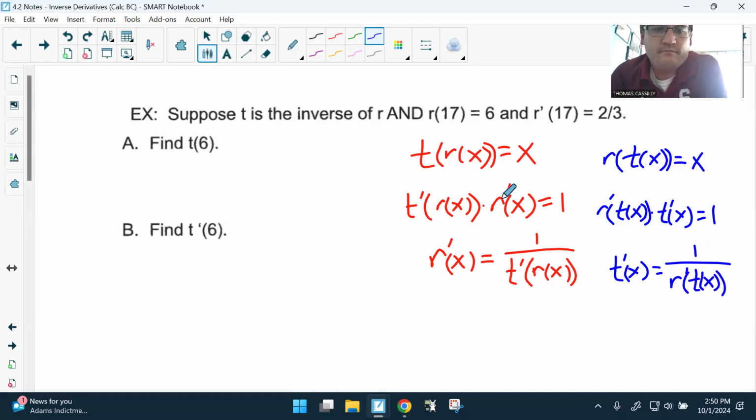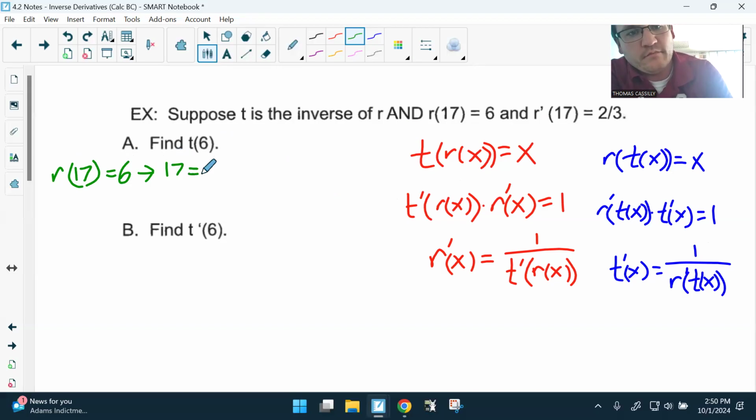All right. So find t of 6. That's easy. t of 6 is a gimme because we know r of 17 equals 6, because they are inverses. So t of 6 equals 17.